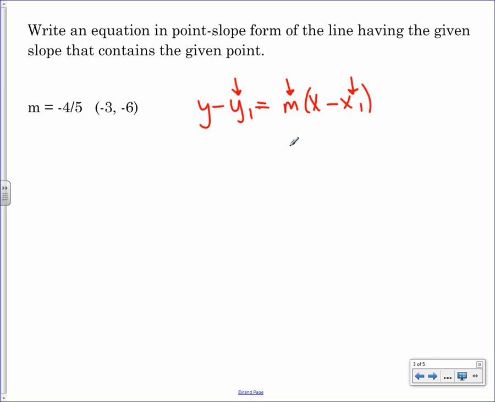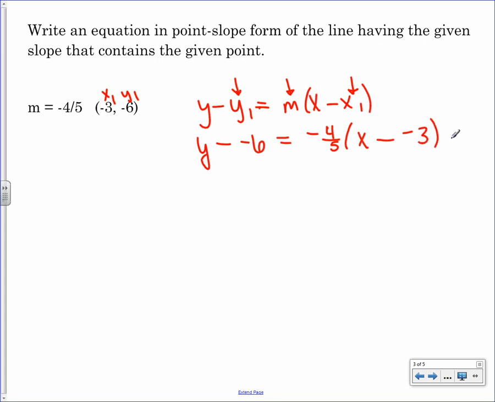So let's put everything where it goes. The y is still a y. We said x1, y1. So what do I put instead of a y1? Negative 6. I'll deal with that later. Instead of m, negative 4/5. Good. And x minus what? Negative 3. And then pause there.